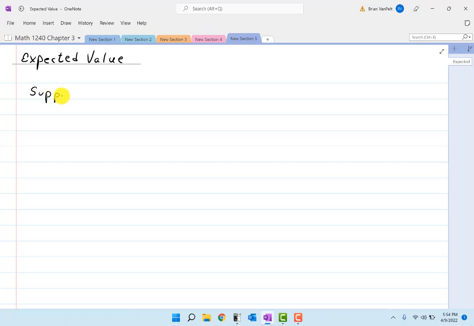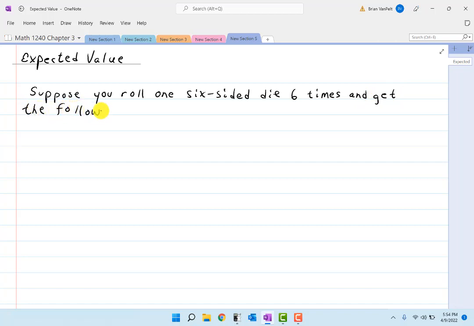Suppose you roll a 6-sided die 6 times and get the following results. So let's take a look at the roll and then the outcome.